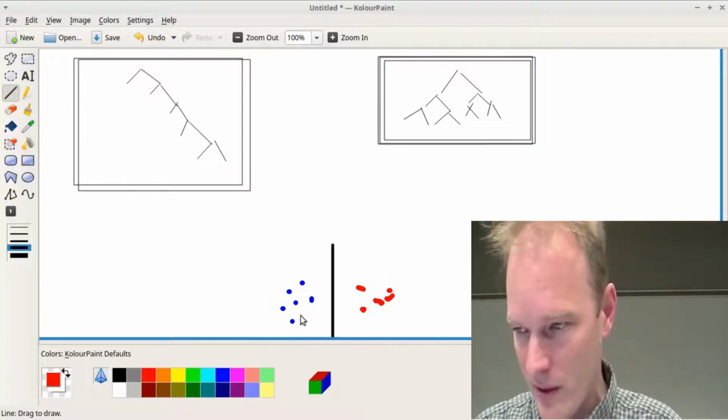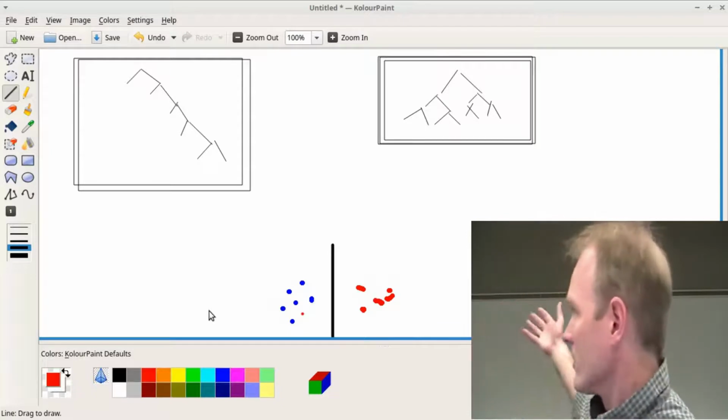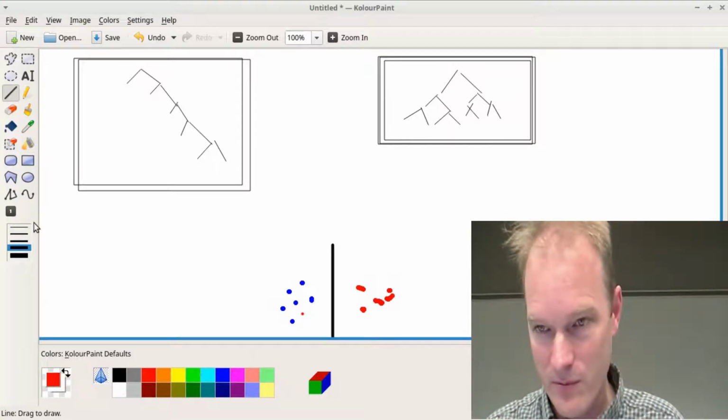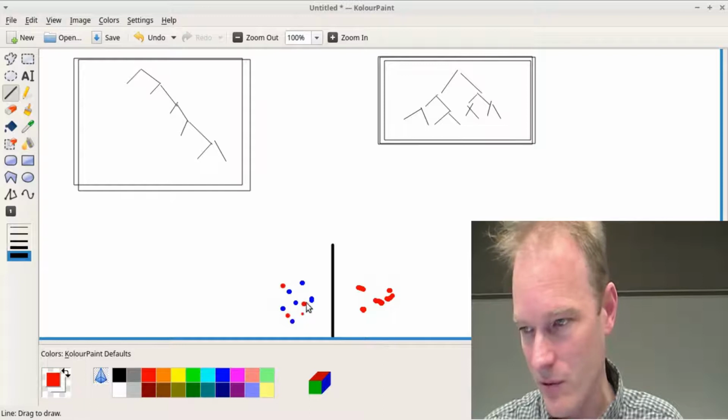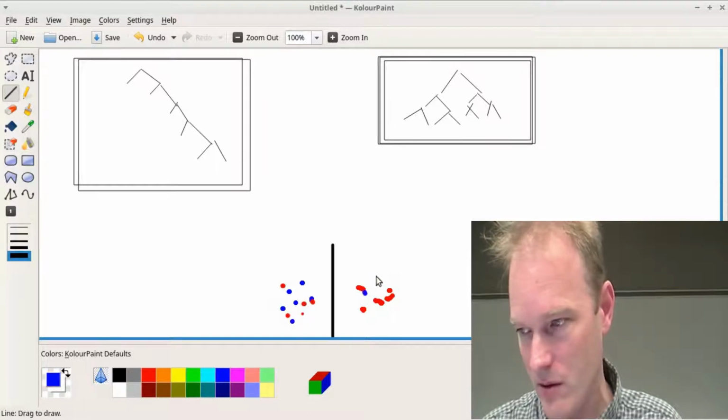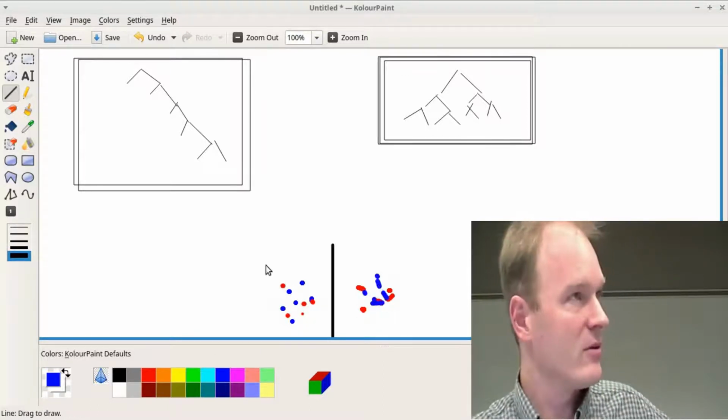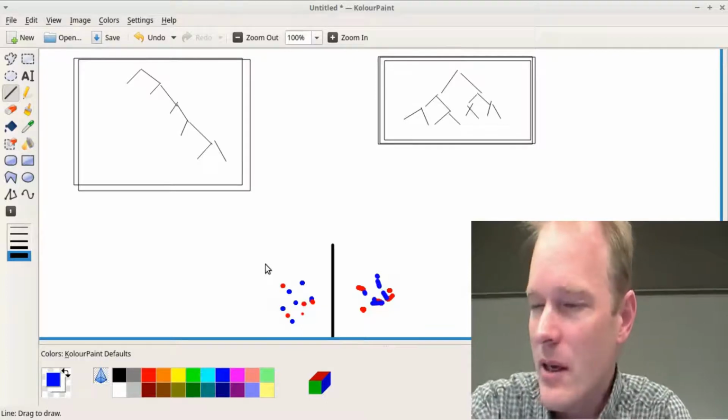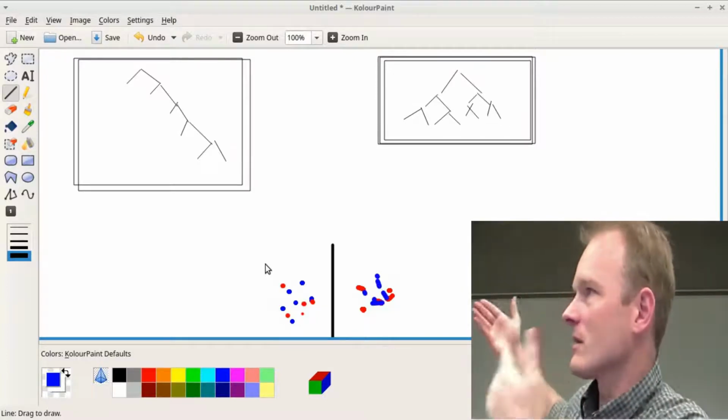Whereas if there's one like that, this would be a small entropy. And if you have a really bad mix of things like that, this would be high entropy. Okay, so do you see how entropy is a good way to evaluate your divisions?